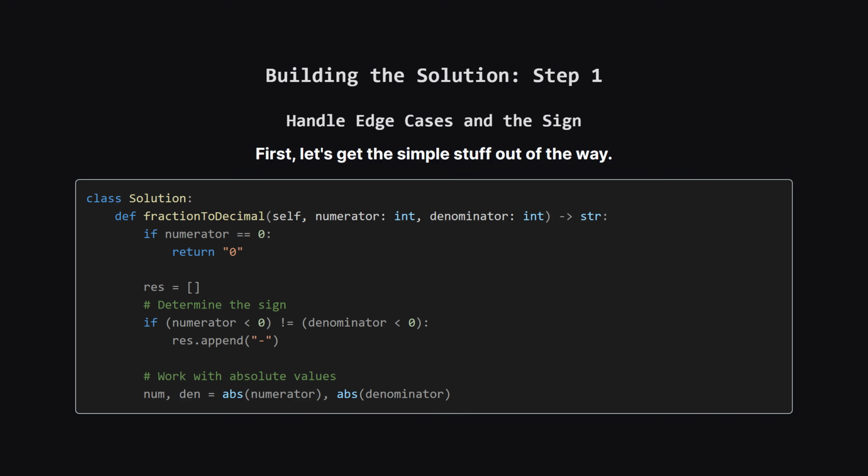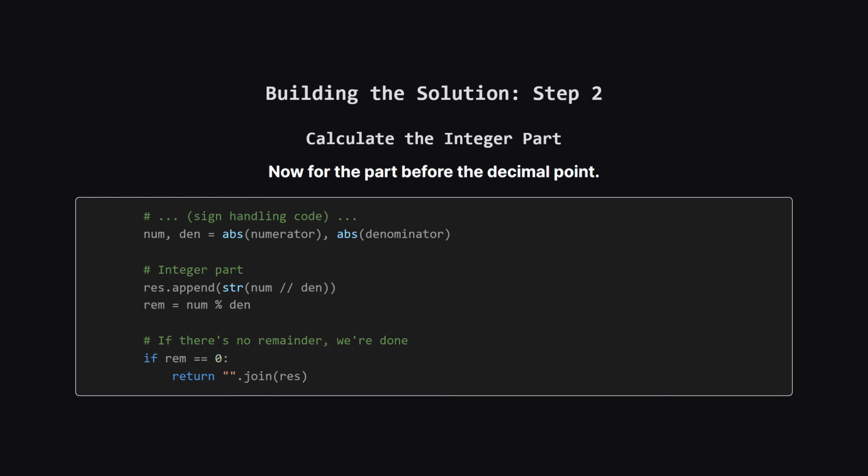We'll add a minus sign to our result, and then we can just work with the positive absolute values of the numbers from here on out. It makes the math much simpler. Next up is the integer part, the number before the decimal point. That's just a simple integer division. We calculate it, add it to our result string, and then get the remainder.